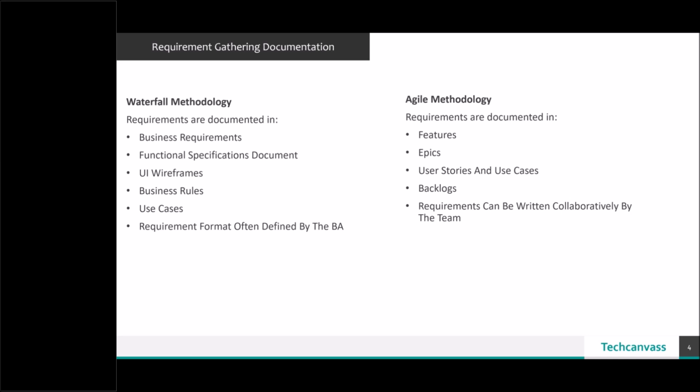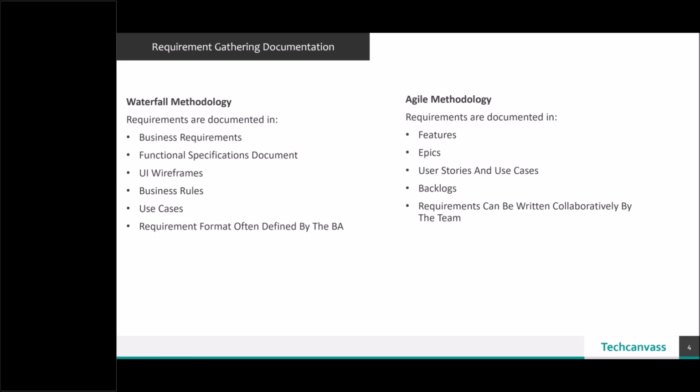But yes, having said that, generally a feature is written which is again very high level. It's broken down into epics, which are further broken down into user stories or backlogs, and then the backlogs are taken into different sprints.